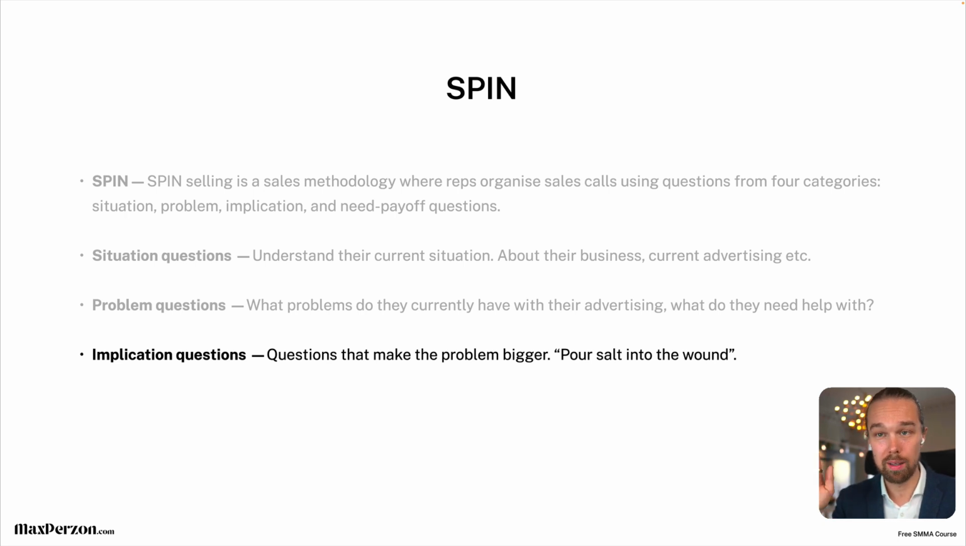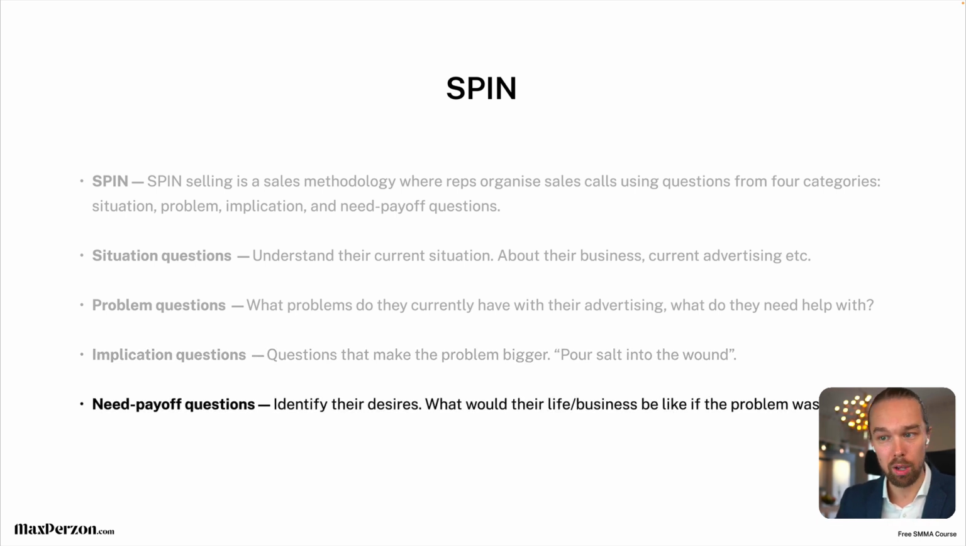So you should definitely try this shoe, the Nike shoes. It's a little bit pricier, but it will definitely hold up in the long run, right? So stuff like that, right? You can identify problems, make the problems bigger, and then you can leverage that to sell them something. And so that's implication questions.